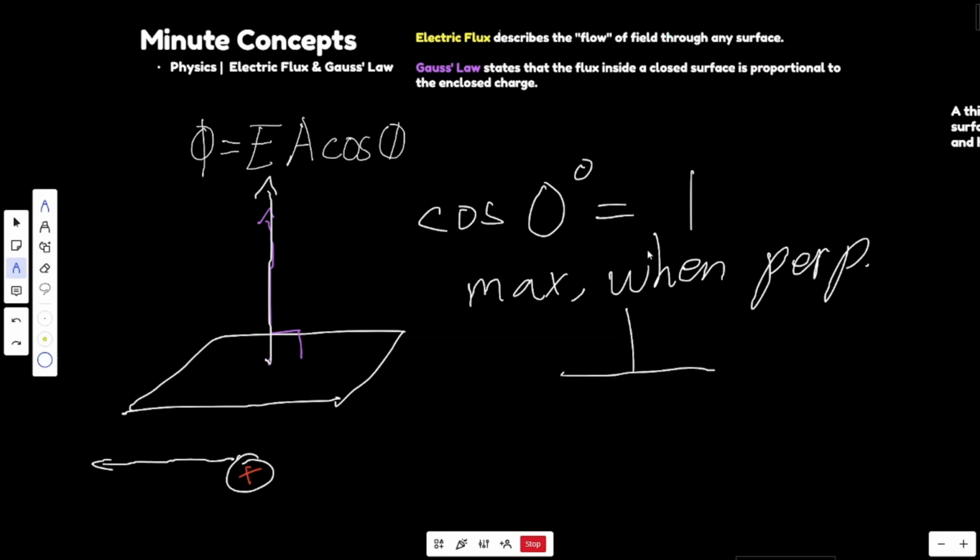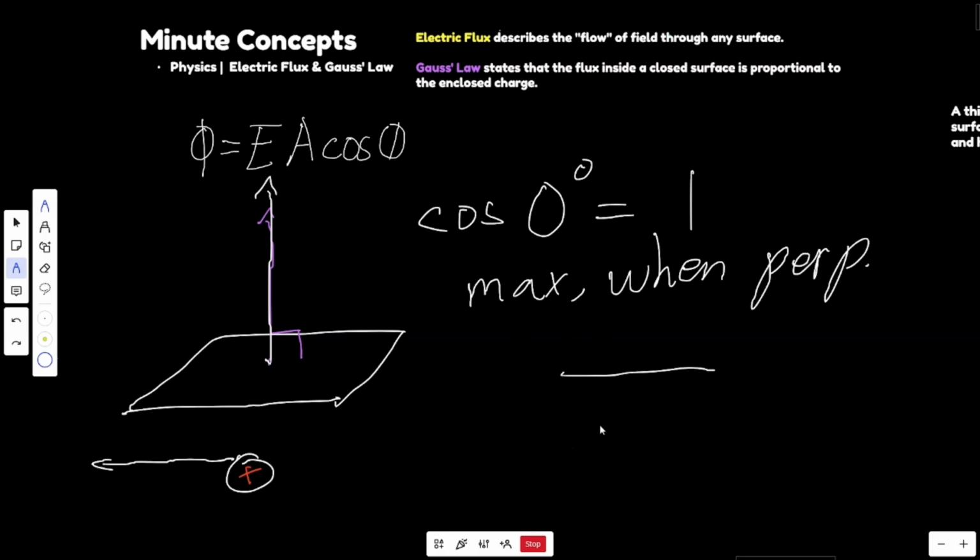Maximum field is going through. Now how about if it's parallel? Whenever it's parallel, that means that we have a 90-degree angle between the electric field line and the normal. That also means that we're not going through the surface.